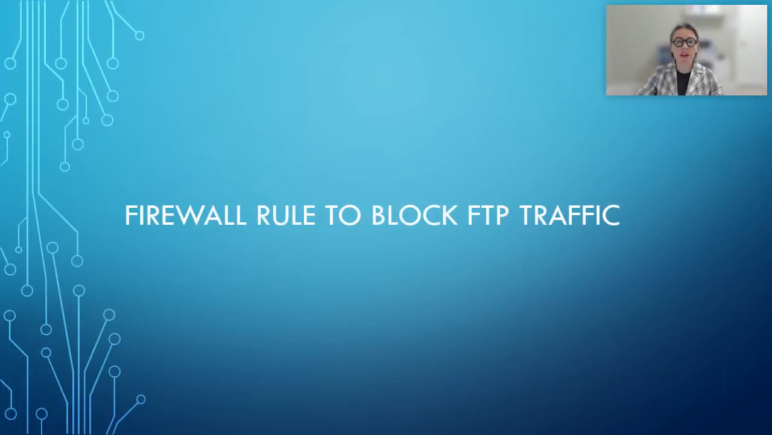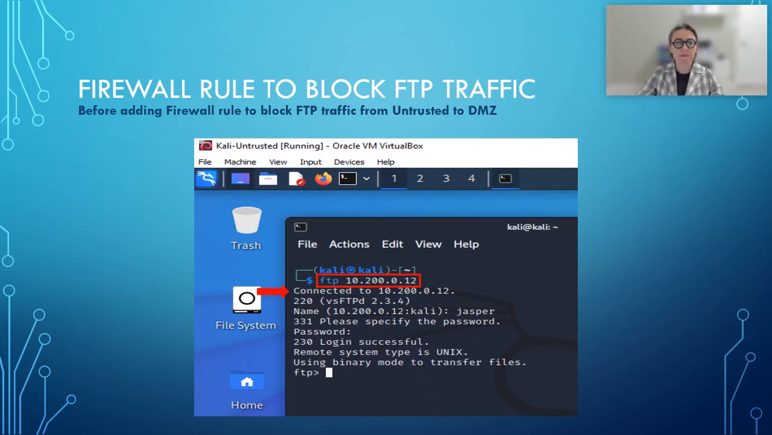Now let's create a firewall rule to block FTP traffic from the untrusted network to the DMZ. Before we implement the firewall rule to block FTP traffic, let's check that we can FTP to the web server from the Kali untrusted computer. As you can see above, we are able to FTP to the web server. Now let's create a rule to block that traffic.